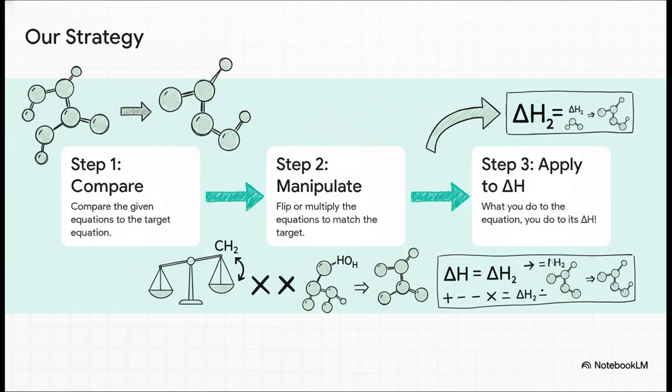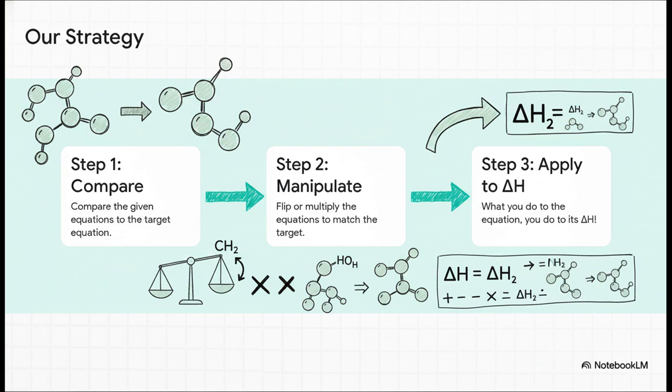So here's the 3-step plan. Step 1, we're going to look at our target and find each piece in our given equations. Step 2, we're going to start manipulating those given equations, flipping them around, multiplying them to make them match our target. And step 3, this is the golden rule, you guys. Whatever you do to the equation, you have to do the exact same thing to its delta H.